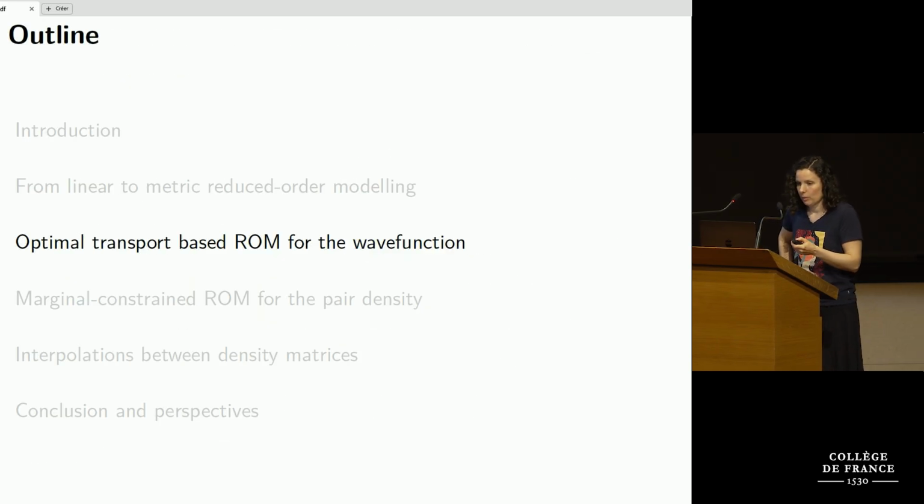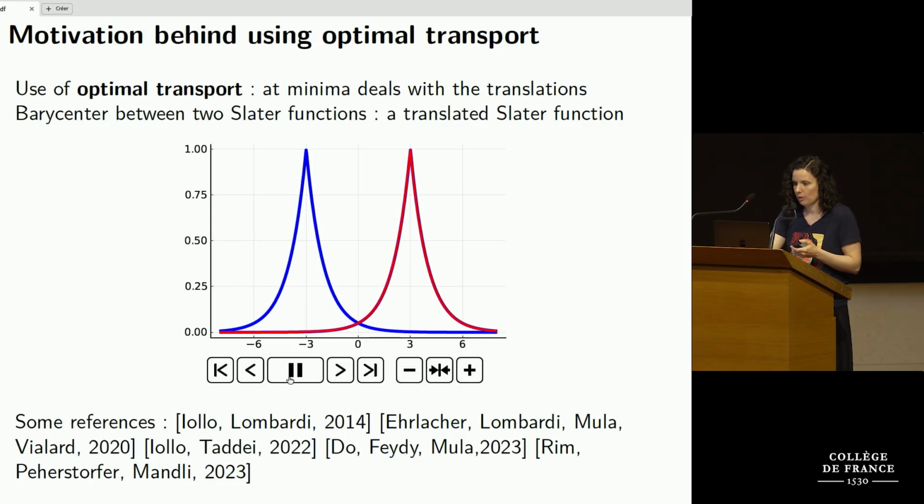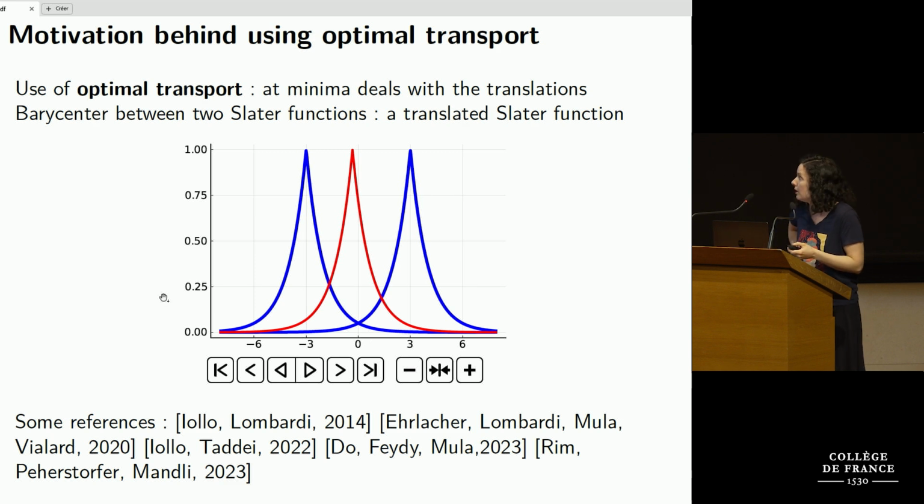Okay, and so this is where we somehow try to use optimal transport. There were actually previous works mentioning possibilities like this. Our main motivation was that at least somehow it deals with translations. So if we have two solutions like this, then the barycenter between the two solutions will be just a translation from one to the next. And so this sounded well adapted to our problem.